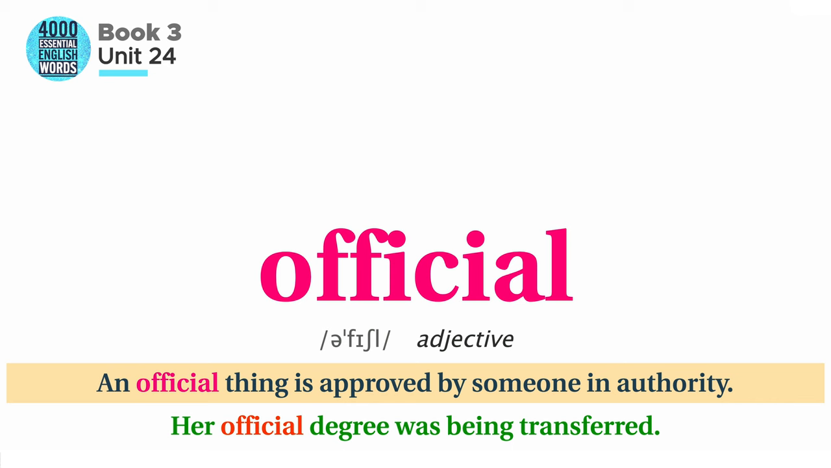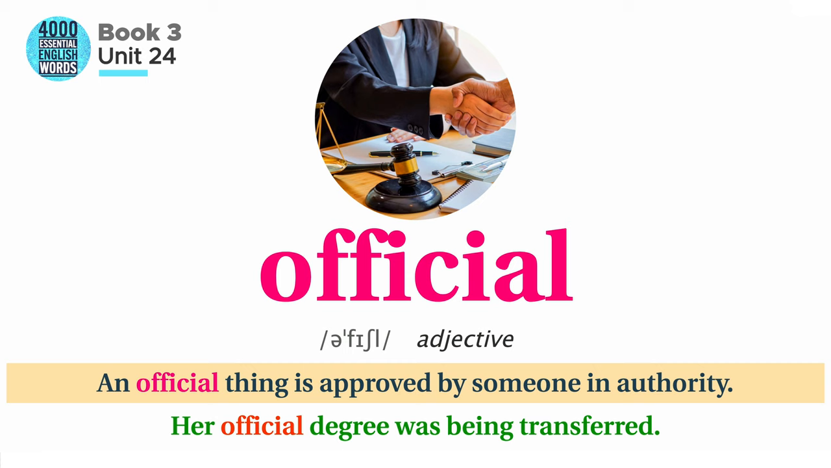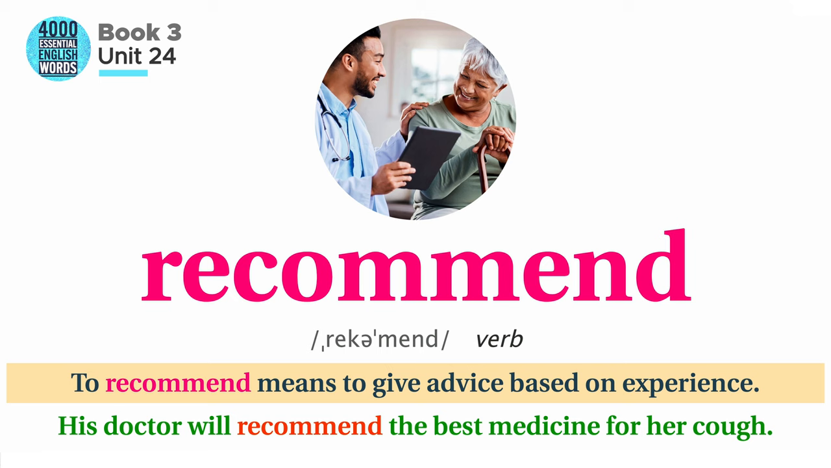Official. An official thing is approved by someone in authority. Her official degree was being transferred. Recommend. To recommend means to give advice based on experience. His doctor will recommend the best medicine for her cough.